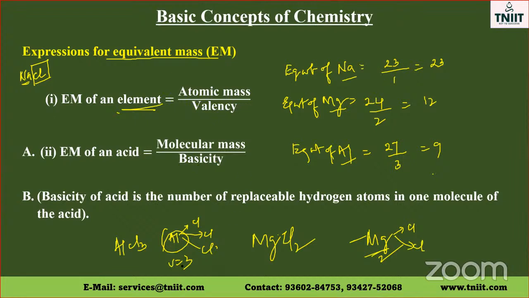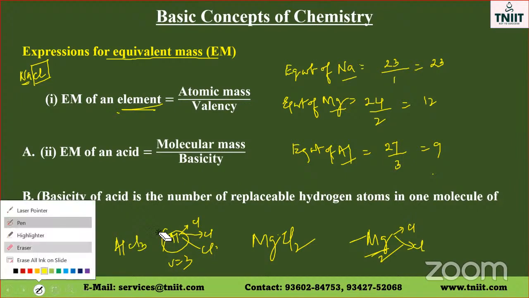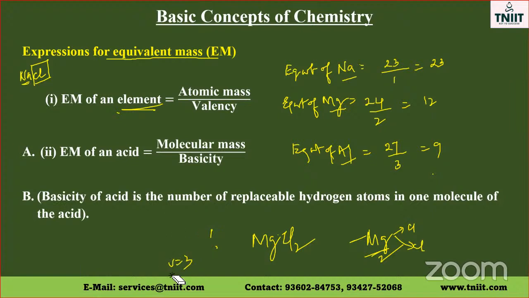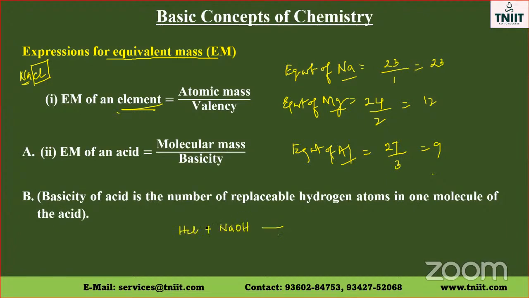Now, equivalent mass of an acid. We'll learn the calculation of equivalent mass of an acid. Before that, we should learn the term called basicity. When we talk about acid, we need to talk about the term basicity. Now, what is this basicity? For example, if we take HCl, when allowed to react with sodium hydroxide, the sodium being more reactive will displace hydrogen. So we will get NaCl and water. It's a neutralization reaction. So in HCl, we have only one replaceable hydrogen.